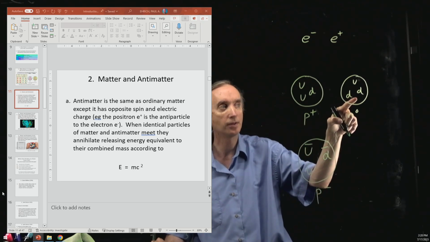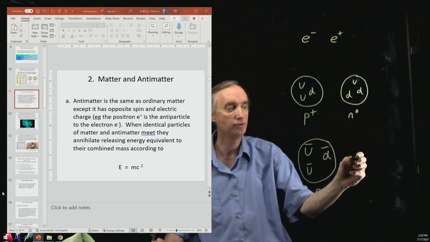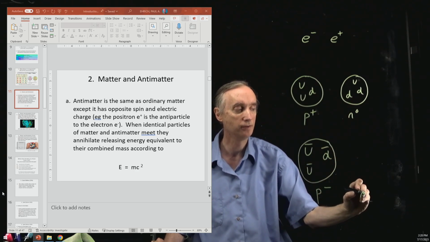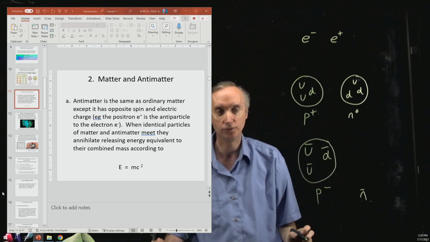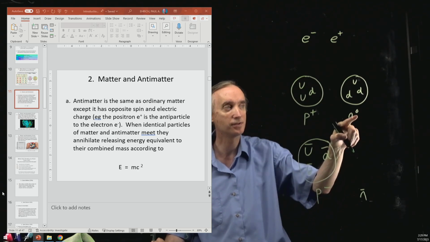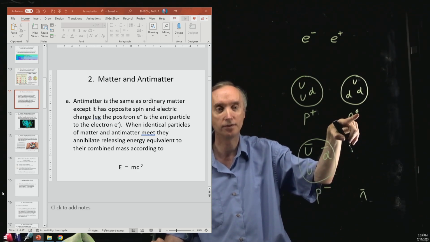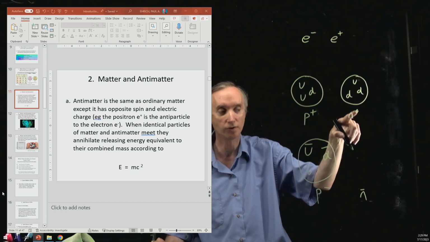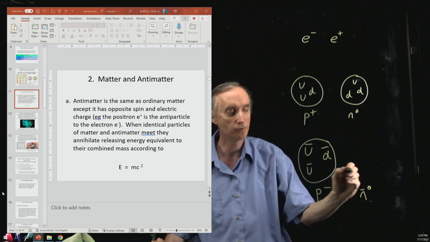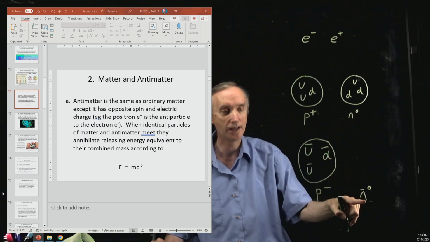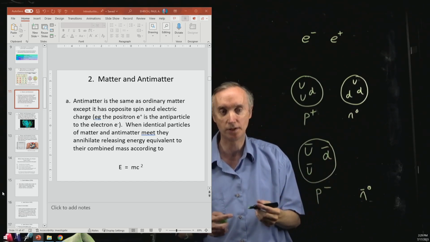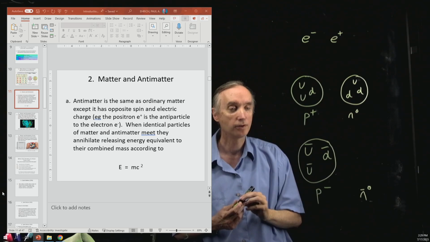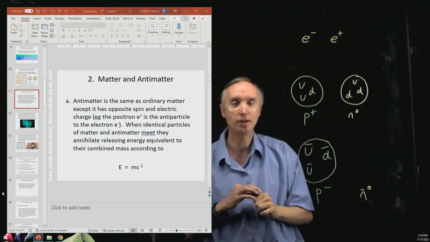And you could do the same thing over here, and so in theory you could have an anti-neutron, but since the neutron is electrically neutral, there's not much difference between an ordinary neutron and an anti-neutron, except for the spin of it. Okay, so that's what we mean by antimatter.